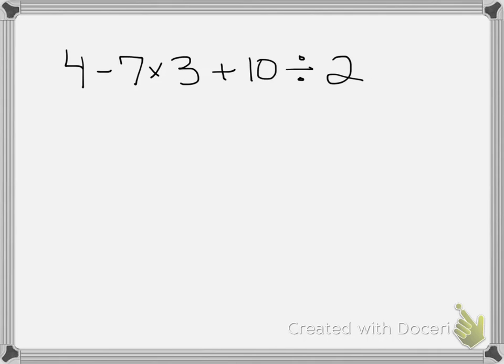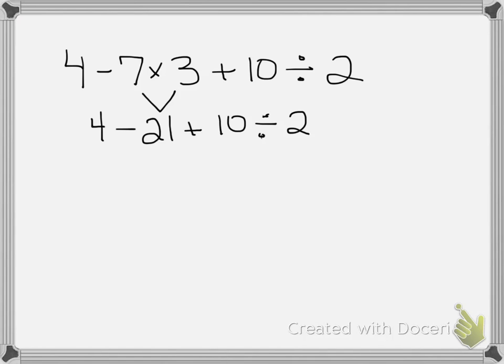One more here. Let's do 4 minus 7 times 3 plus 10 divided by 2. So I got one of each of the operations. Step 1, out of the 4 operations, multiply is the one you do first. And there's your 21. I'm going to copy all the other steps down and work little by little. So now it reads 4 minus 21 plus 10 divided by 2.